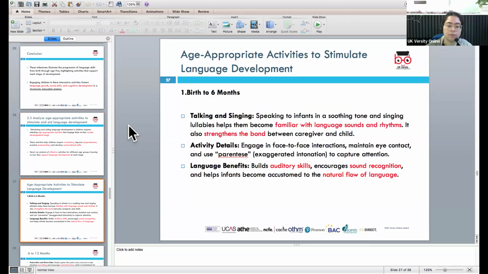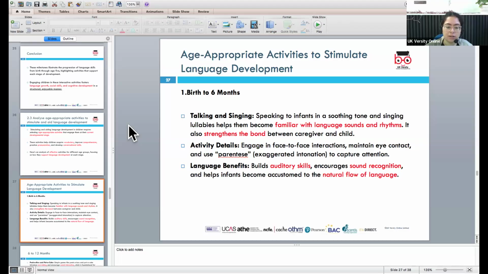So first would be birth to 6 months. Talking and singing. Speaking to infants in a soothing tone and singing lullabies helps them become familiar with language sounds and rhythms. It would also strengthen the bond between caregiver and child, so it also helps them form an attachment, which is very important for children.